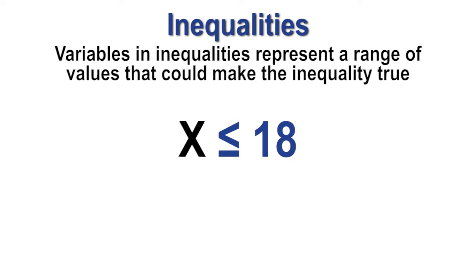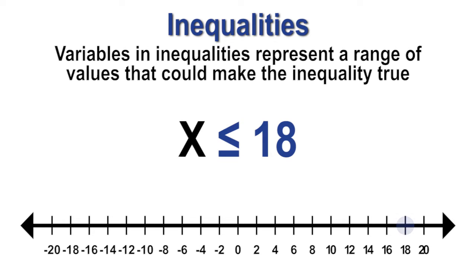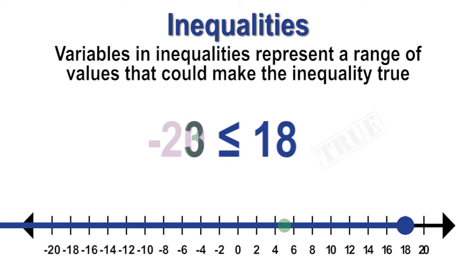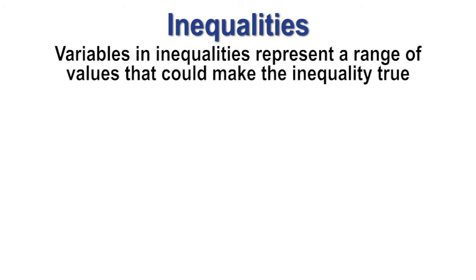X equal to or less than 18. This means that 18 and any value smaller than 18 can be used. Let's use 3 for x. 3 is less than 18, so 3 is less than or equal to 18. This is true. Let's use -20 for x. -20 is less than 18, so it is less than or equal to 18. This is true. Let's use 18 for x. 18 is equal to 18, so it is less than or equal to 18. This is true. Let's name some values for some variables in another inequality.